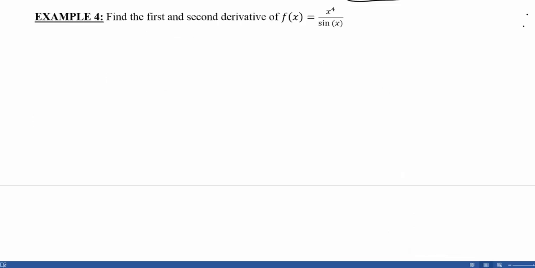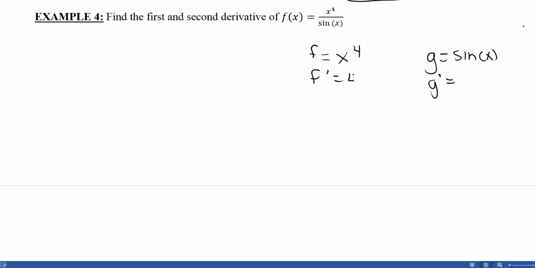Example 4. Find the first and second derivative of f of x equals x to the fourth over sine x. Second derivatives tend to get really complicated really fast when we have quotients. So we're going to have to be extra careful here with all of our steps. So to begin with, let's find the first derivative. So my top function is x to the fourth, which is my f, and my bottom function is sine x, which is my g.